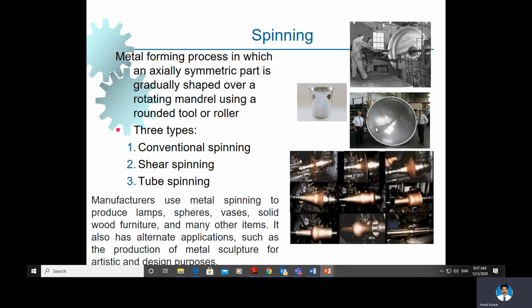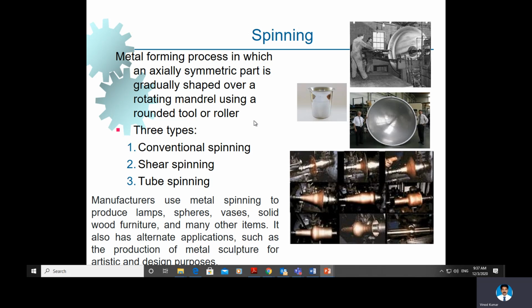And you can see here, these are the other parts which are produced by a spinning process. So it has many applications to produce, like lamps, spheres, vases, solid wood furniture, and many other items. It also has alternate applications such as the production of metal sculpture or artistic and design purposes. For those purposes, we go for a metal spinning operation.